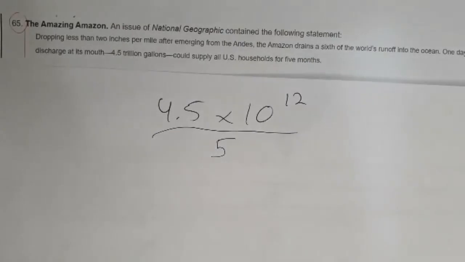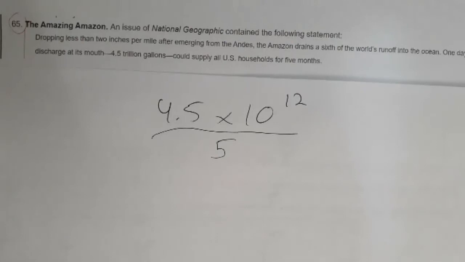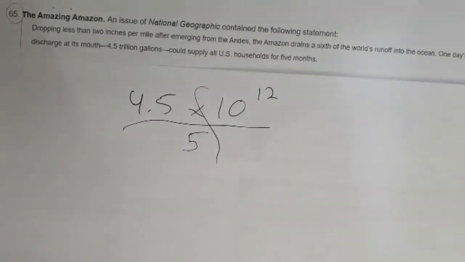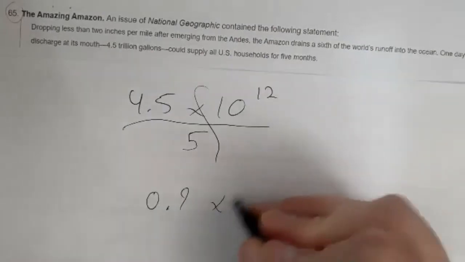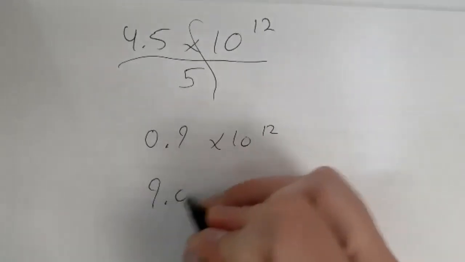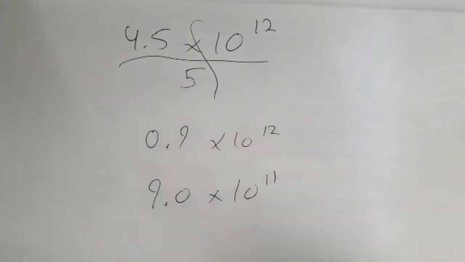We'll be dividing it by 5 to figure out what happens for 1 month, right? That's good for 5. We want to know a fifth of that. So again, we have this sort of thing. 4.5 over 5 is giving me 0.9, and this is times 10 to the 12th. This one is larger, so I have to make this one 1 smaller. So I think it should be 9 times 10 to the 11th.